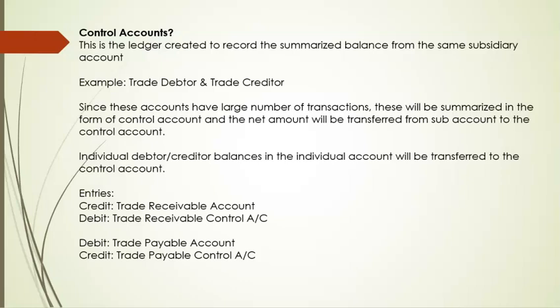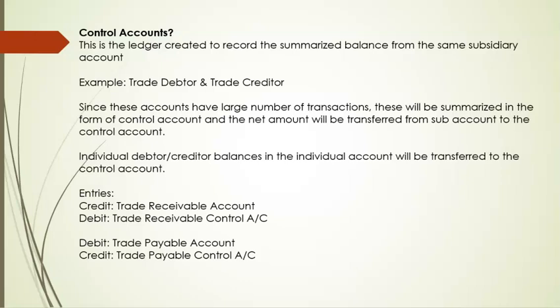You can see company A, Mr. A, B, C, D to Z, and there will be companies. If you take a large company, it will have 3,000 to 4,000 or more customers.